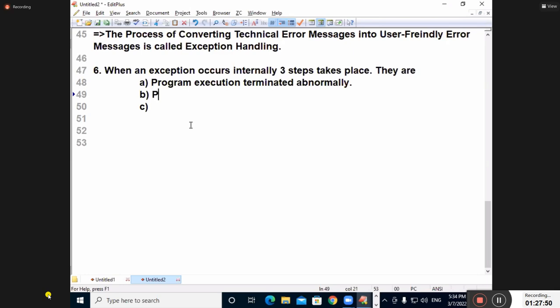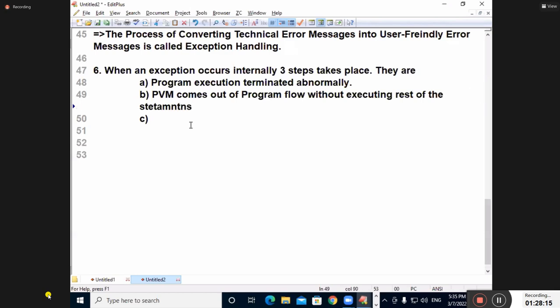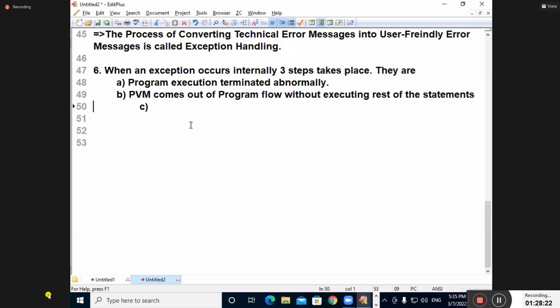Second point, PVM comes out of program flow. PVM comes out of program flow without executing the rest of the statements, students. Very easy, rest of the statements. Okay. Rest of the statements will not execute. Okay, sir. Next, tell me, what is next?